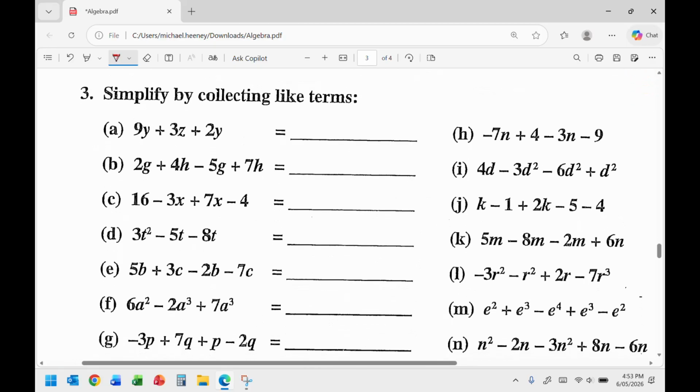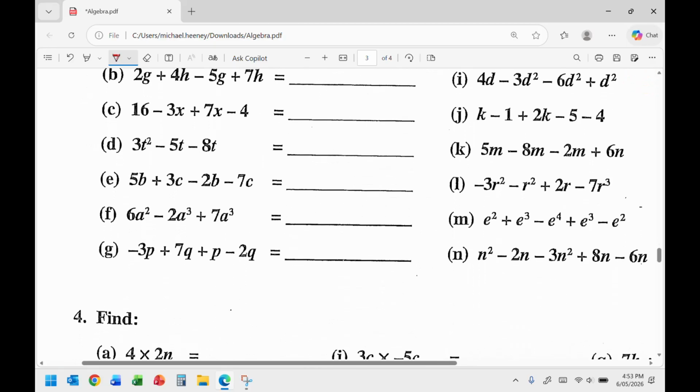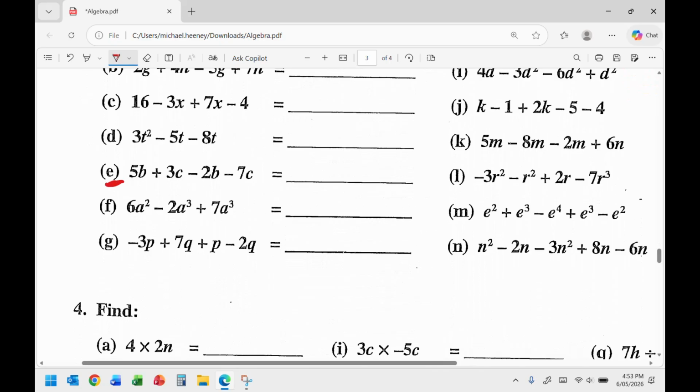Right, simplify again by collecting like terms. Let's just jump in. We'll go straight to E. I've got 5b minus 2b. So I have 3b. And then what else do I have? Well, I've got some c's. I start with 3 and I take away 7. So I'm going to be left with minus 4c. Okay, 3 take away 7 is minus 4. So I have negative 4c. Or you could read it as minus 4c.